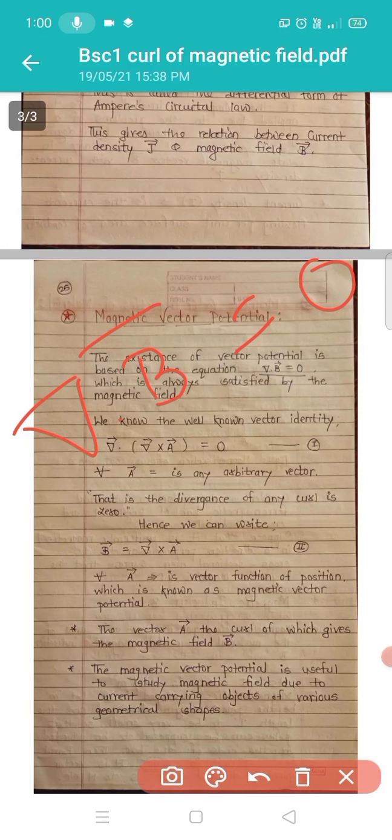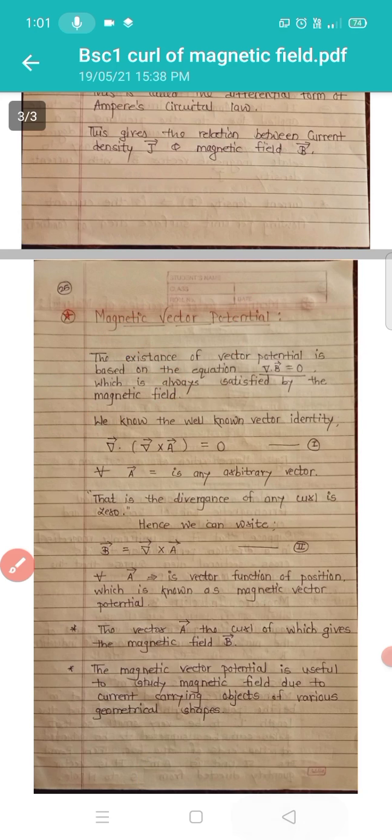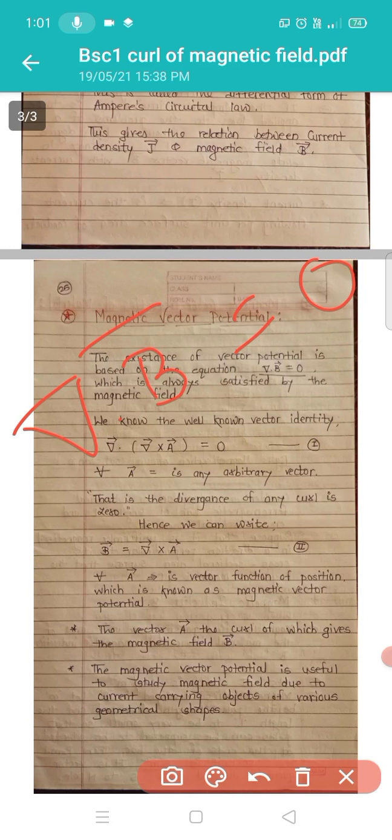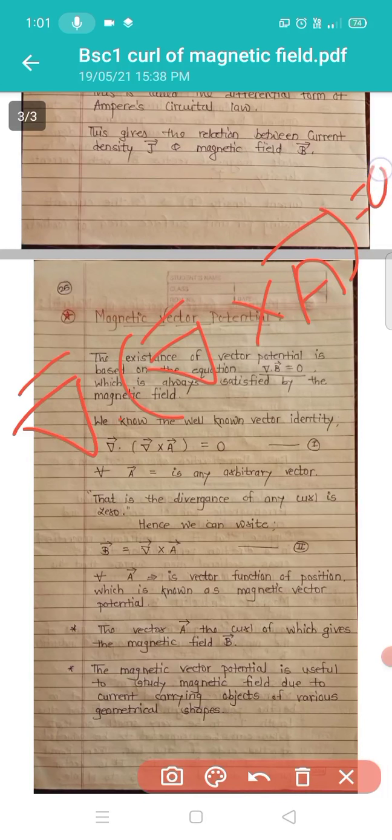We know the vector identity that the divergence of any curl is 0. That is, del bar dot del bar cross A bar is equal to 0, where A bar is any arbitrary vector.